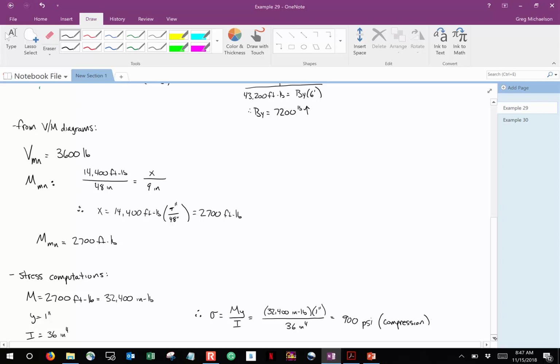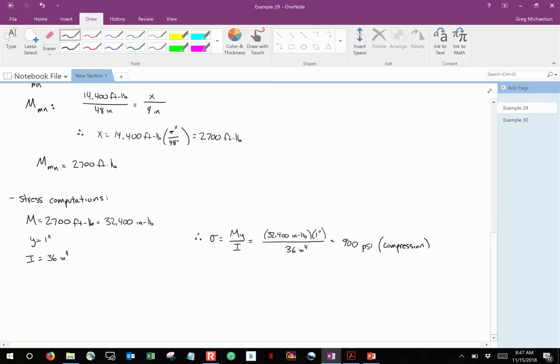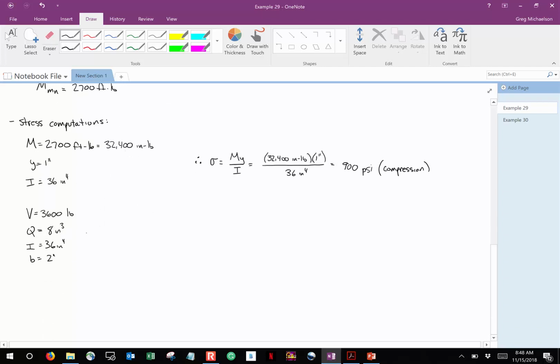And you'll see why here in a second. Okay, so there's our bending stress computation. Now what about our shear stress computation? Well, we know the shear is 3,600 pounds. We know Q is 8 cubic inches. We know that I is 36 inches to the fourth, and we know that B is 2 inches. So this one's pretty easy. There's no unit conversions that need to be done. We can just plug and chug.